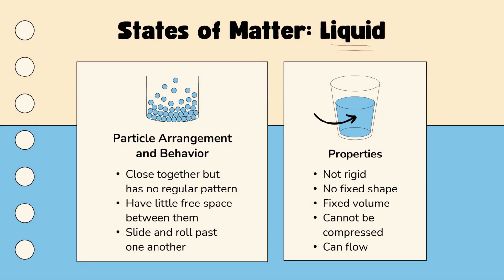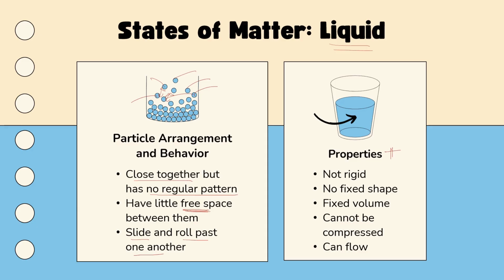Now, the next state of matter is liquid. Particle arrangement and behavior. Close together but has no regular pattern. Have little free space between them. Slide and roll past one another. You can see here how the atoms or the particles have spaces in between. In solids, they were closely or tightly packed.